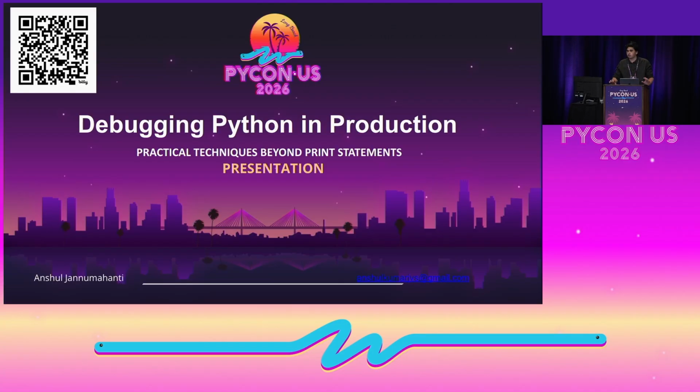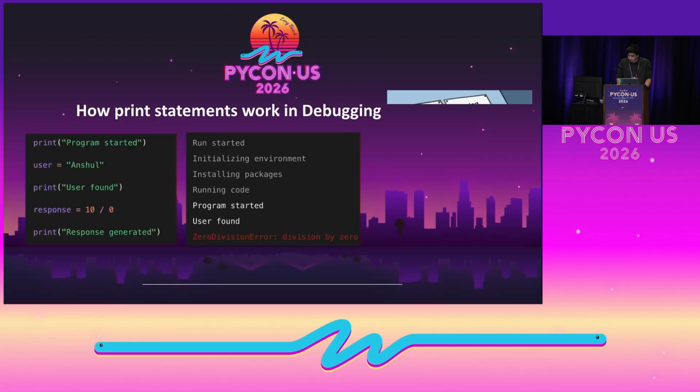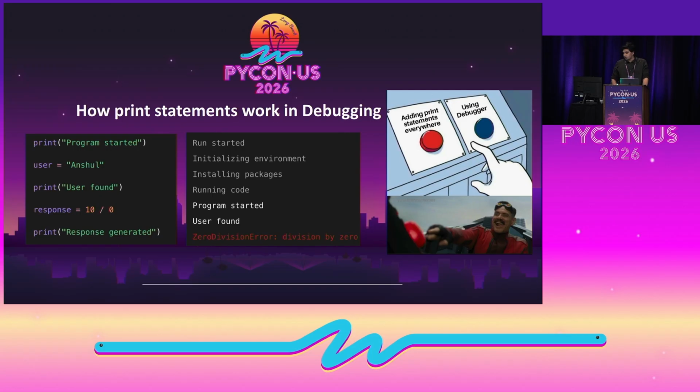My topic for today is debugging Python in production and practical techniques beyond print statements. Now, before we go beyond print statements, let's understand how these print statements are used in debugging. So, over here, I have a code snippet. I have a screenshot and the output just to save our time.